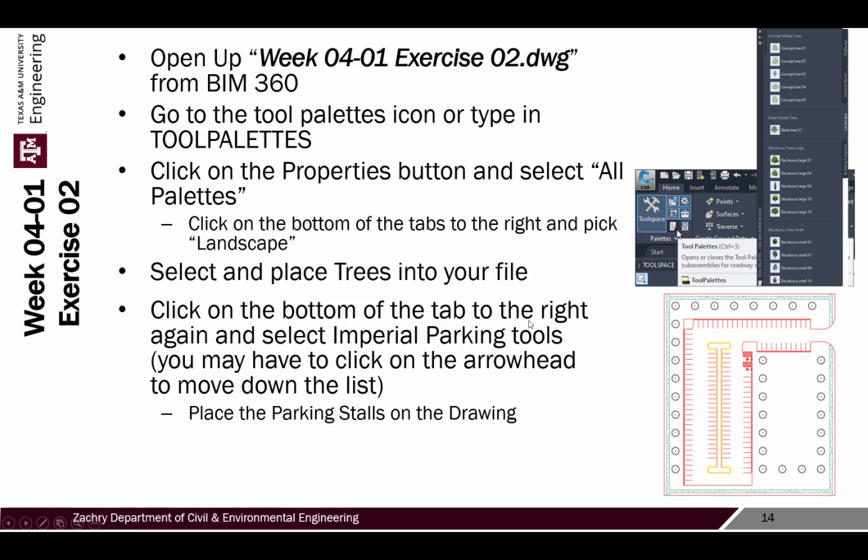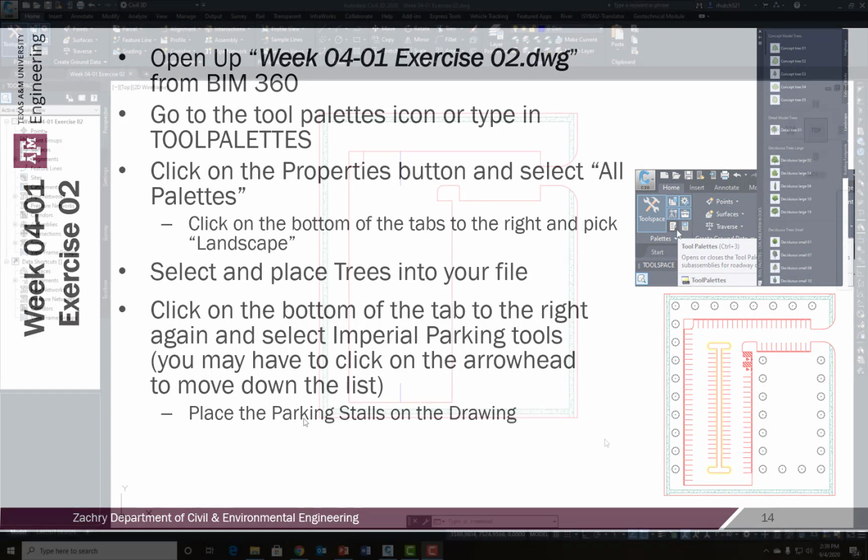So let's look and see how we're going to do this. We're going to open up the file. I'm going to open up a couple palettes. I'm going to open one that already has some landscaping. And then I'm going to open one that has some parking tools, and we're going to put in the parking slots and all in this design. So let's go ahead and do that in Civil 3D.